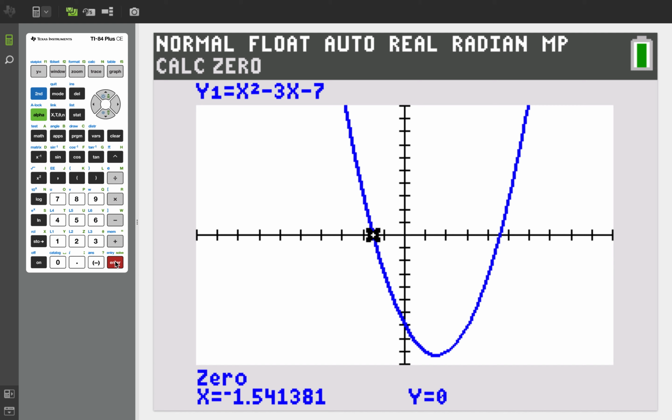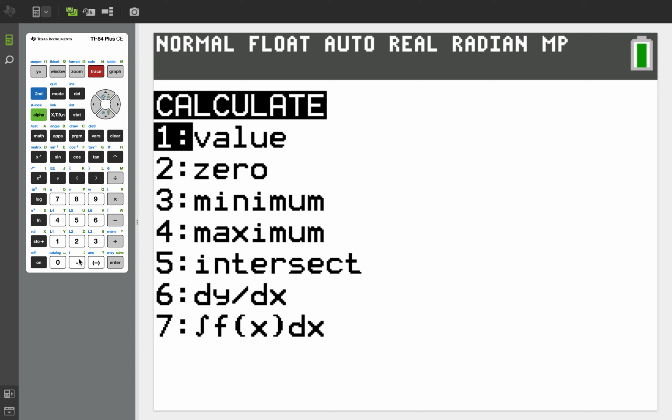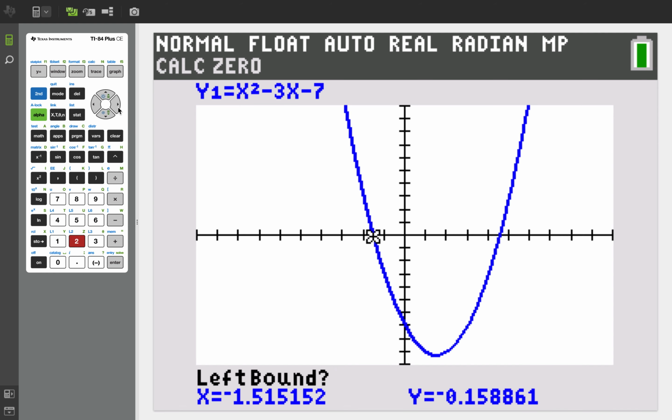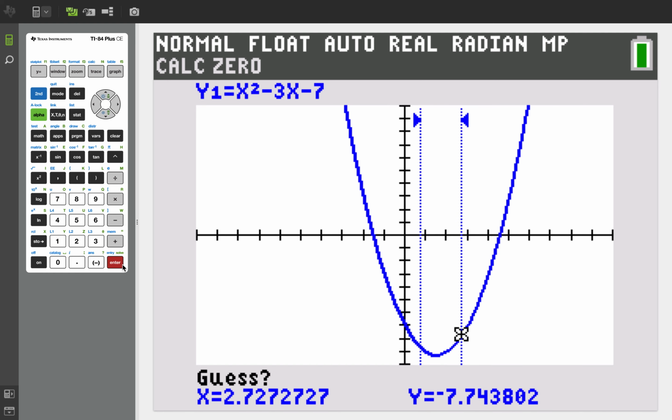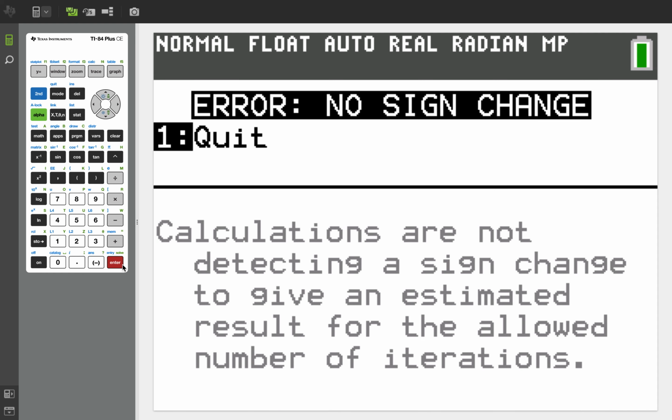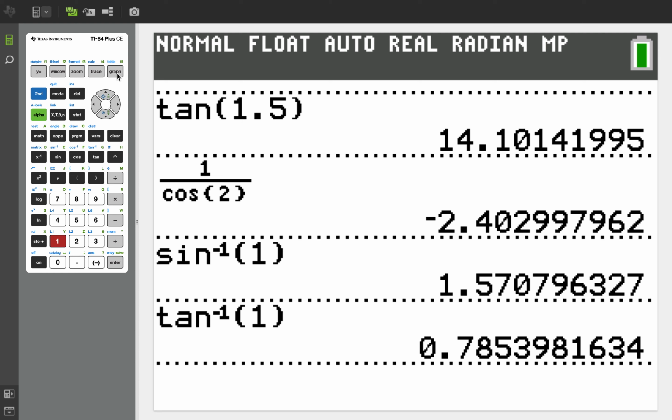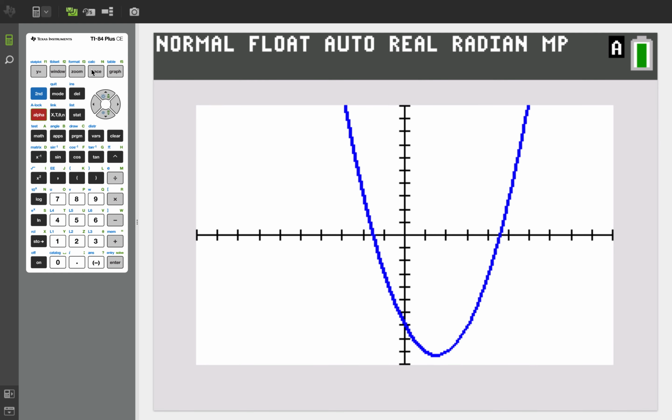To find a minimum or maximum value, we just go back to second trace for calc. Number 2 is a 0. So arrow, enter, and then arrow to the right. Hit enter again, and that will get, oops. Hold on, what did I do wrong? Let me try again. Graph, second calc, I got distracted.